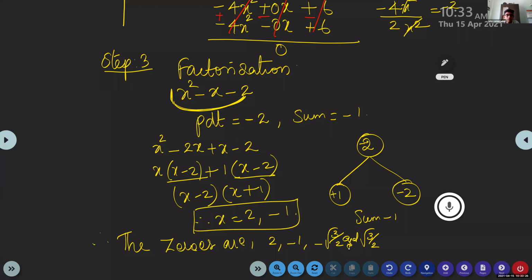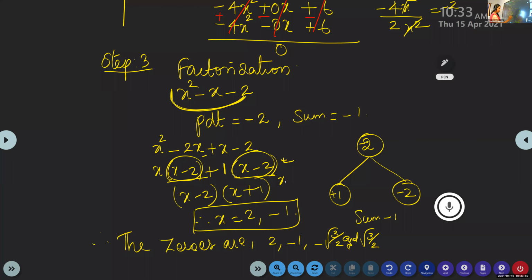And last step can you repeat? Yes. And step 3 can you repeat? Factorization. Okay, here we are factorizing it. Sum is minus 1. So minus 2 plus 1. So from here we are taking one x outside. We are getting x minus 2. From these two terms, we are taking 1 outside. We are getting x minus 2. Now here x minus 2 is common. So we'll get x minus 2 into x plus 1.